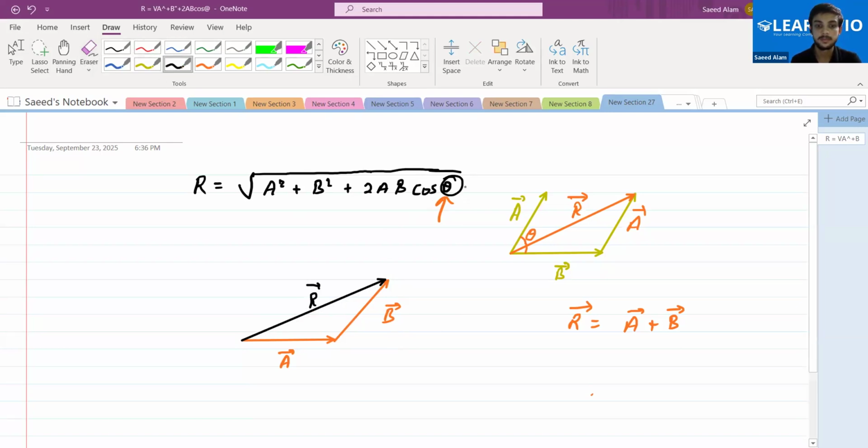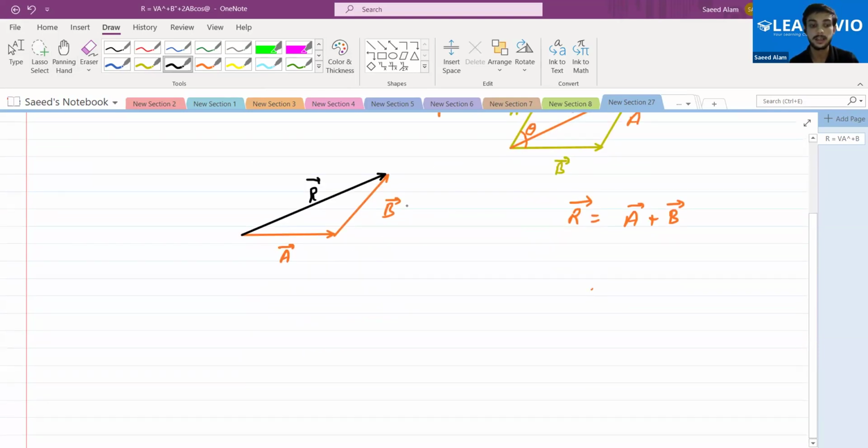Extend A. That means now again you want to shift the A in such a way that its tail should coincide with B. Yes or no? Yes. Okay, so that means we are facing a problem here. The problem is that to find out the angle, we need one orientation of the vectors, and to find out the resultant, we need a different orientation of the vectors. Yes or no? Are we facing this particular issue or not? Yes, we are facing this particular issue.